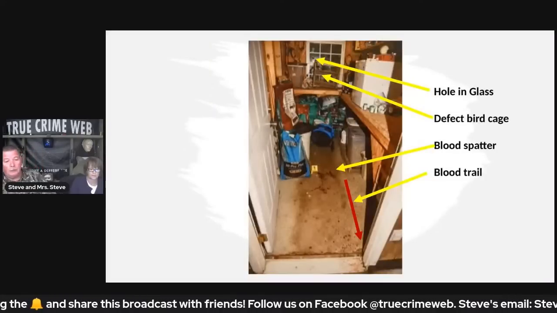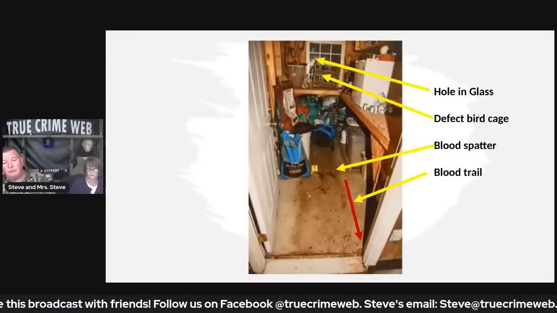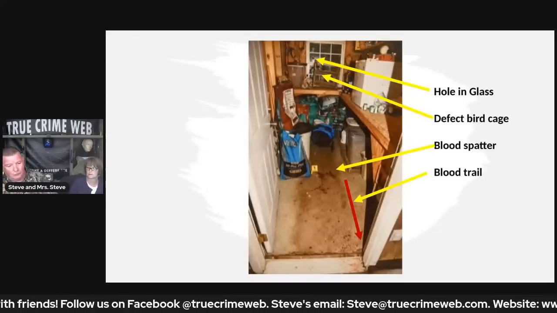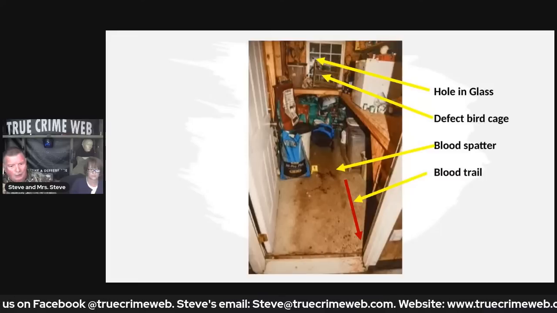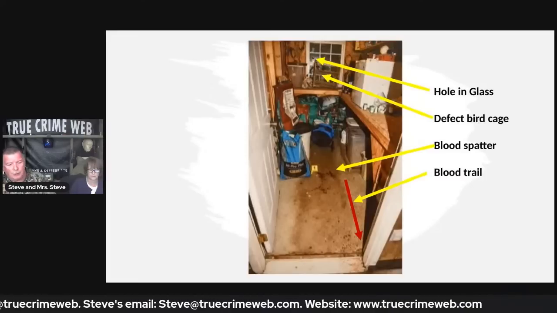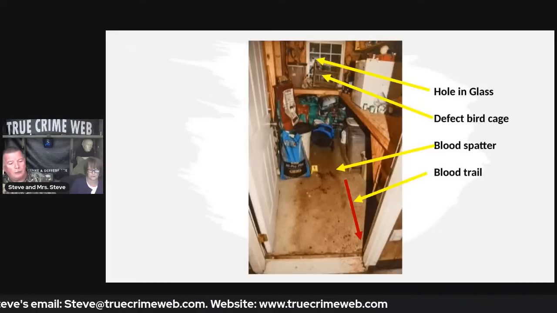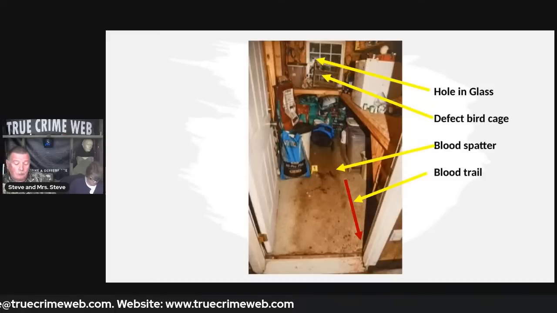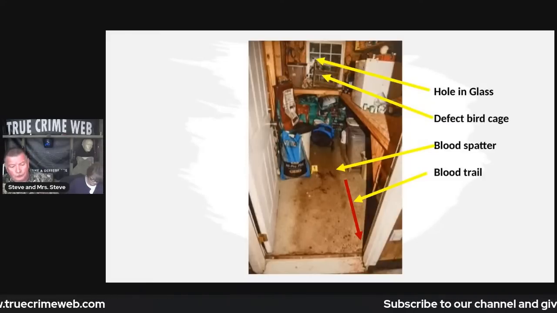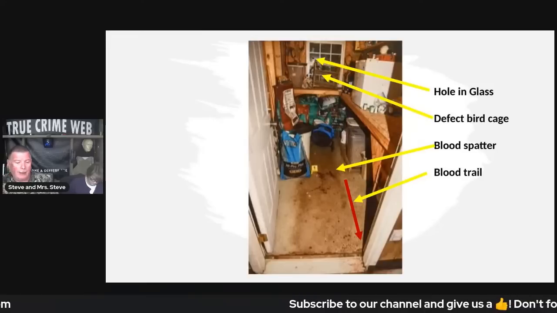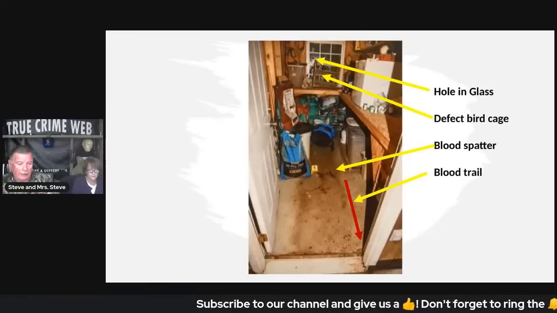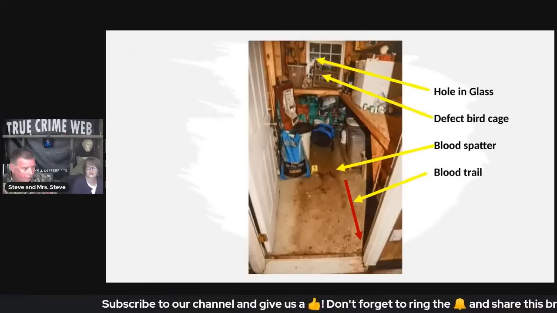But we'll go through here. Of course, this is the crime scene. There were certain defects in the glass and the birdcage rack or whatever that is back there. Then we have blood spatter and blood trail in the room where Paul was shot. And of course, we can tell a lot from that, from where he was standing, where the blood trail starts.